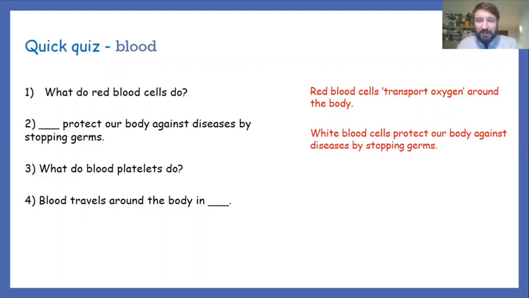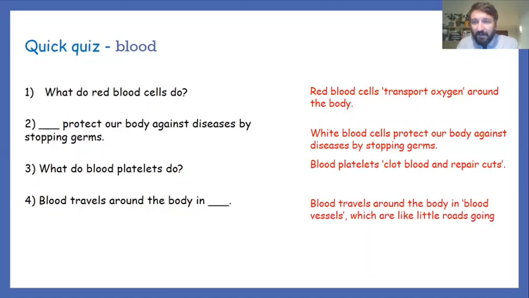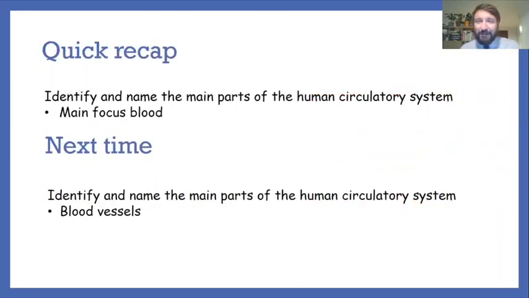What do blood platelets do? Well, blood platelets, oh, just going to move my video there. Platelets clot and repair cuts. And then finally, it's already come up in the animation. Thank you very much. Blood travels around the body in blood vessels, which are like little roads going all over our body.